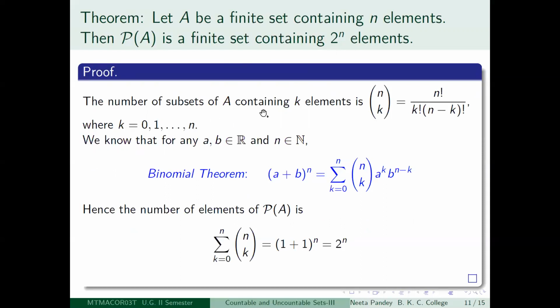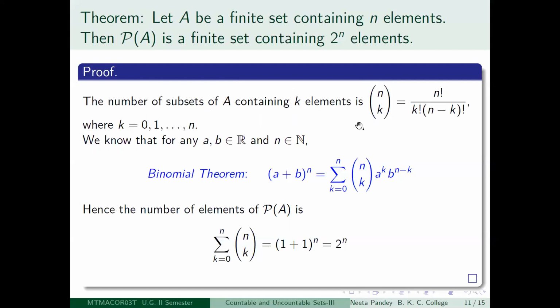The way I was talking about in the previous examples, you take any set A, and suppose I want to find out how many subsets there are containing k elements. So first of all, look at subsets containing 0 elements. There is only one subset of A which contains 0 elements, and that is the empty set. So that is equal to n choose 0.